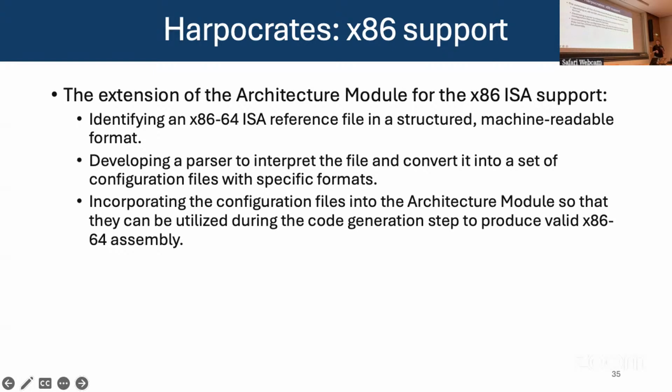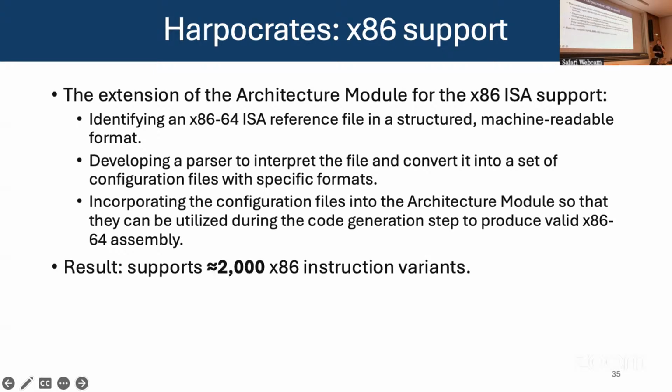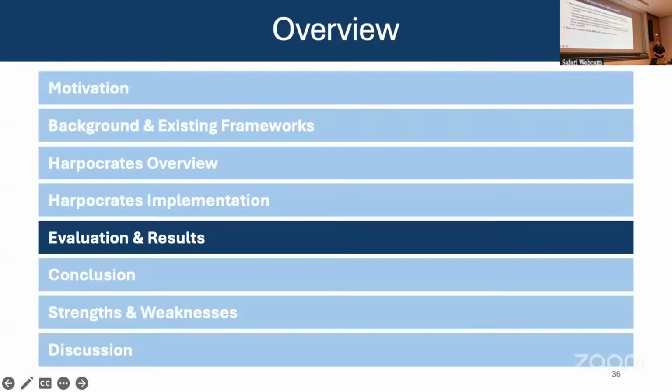Then they had to develop a parser to convert those files into configuration files, and then finally incorporate those configuration files into the architecture module, so those files could be utilized to produce valid x86-64 assembly. And this basically resulted in 2000 x86 instruction variants.